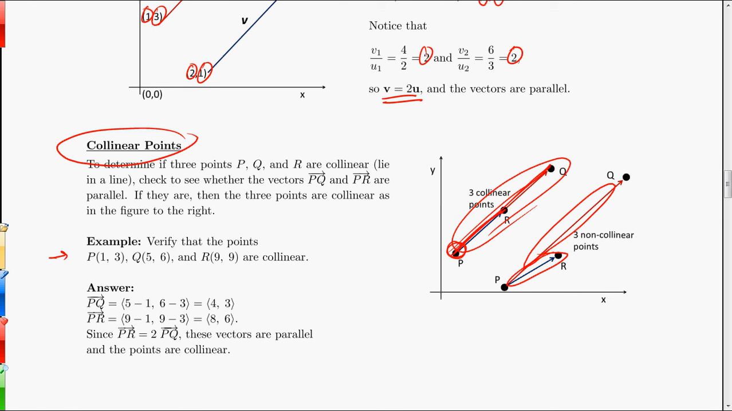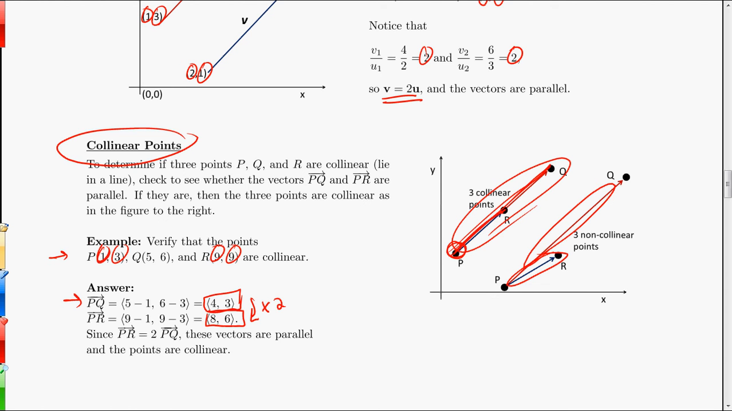So for example, verify that the points 1, 3, 5, 6, and 9, 9 are collinear. The way you do this is you look at, and you can use any one of these, but we'll start with P. PQ is just 5 minus 1, 4, 6 minus 3, 3, 4, 3. And then PR is 9 minus 1, 9 minus 3, so 8, 6. And if you take PQ, multiply it by 2, you get PR, and these vectors are parallel, which makes these points collinear.